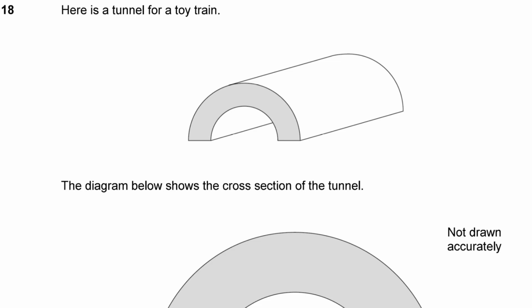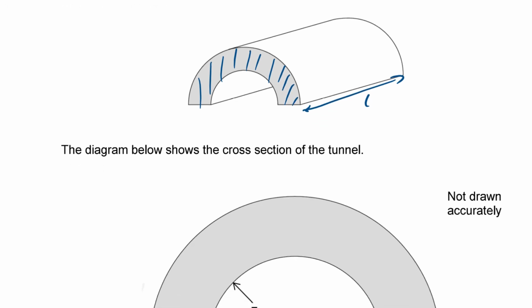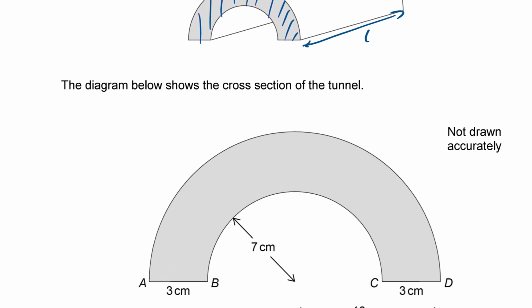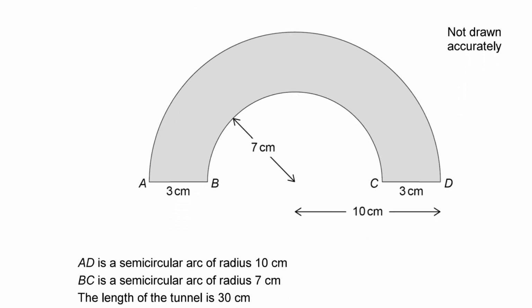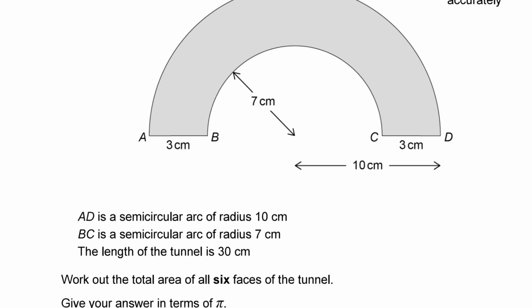Question 18. Here is a tunnel for a toy train. So it's a kind of prism, isn't it? So you've got a uniform cross section running all the way through for a certain length. Whatever the length here, and then this is the cross section, so it's a prism. Now the diagram below shows the cross section of the tunnel. AD is a semicircular arc of radius 10, and BC is a semicircular arc of radius 7, and the length of the tunnel is 30. Work out the total area of all 6 faces of the tunnel. Give your answer in terms of pi.